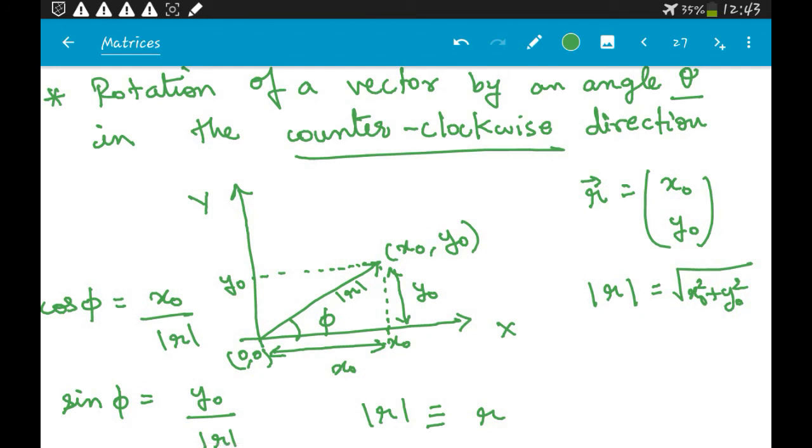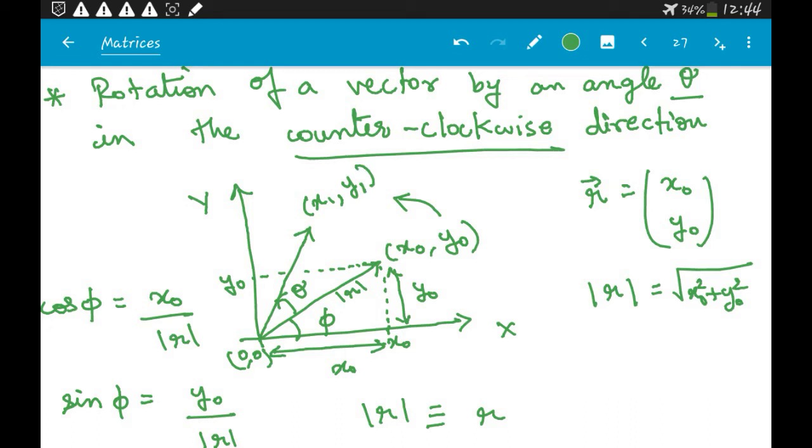But now what we wanted to do was rotate this vector by an angle theta in the counterclockwise direction. This direction is the counterclockwise direction. So we want to rotate this vector by an angle theta. This angle is theta. And we rotated it, and now there is a new position. Let's call it x1 y1.